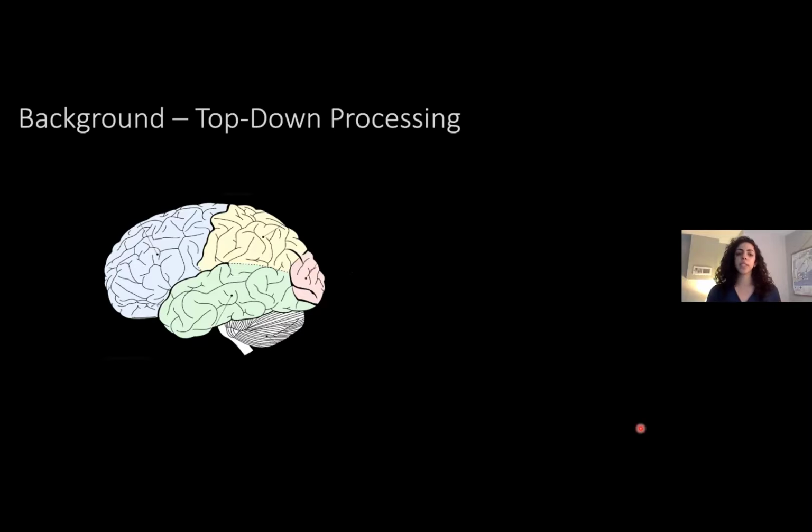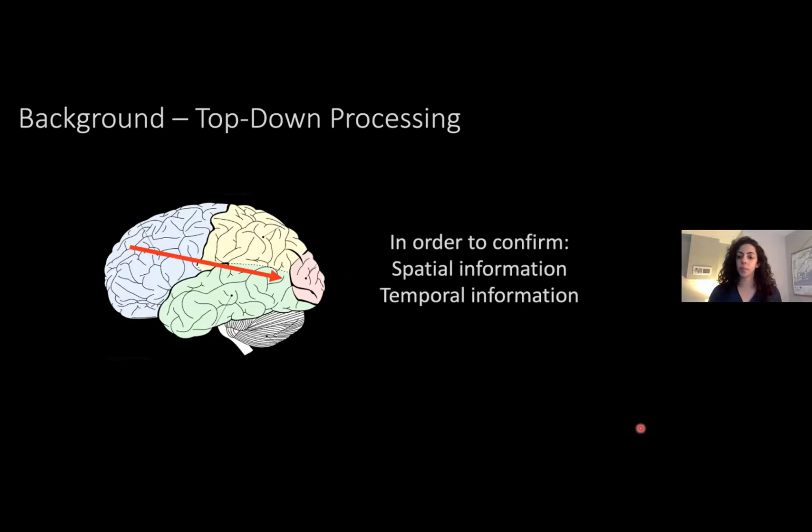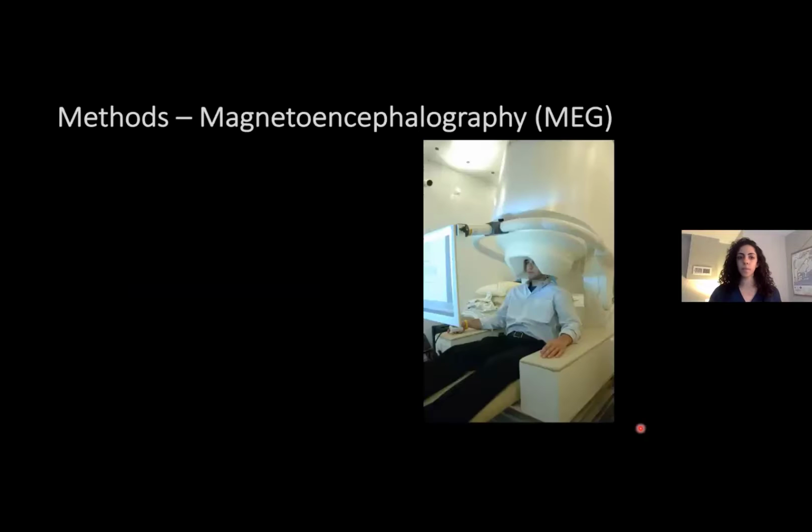So top-down processing is when information is initially processed and interpreted in the frontal lobe, followed by signaling in posterior regions of the brain. Now, in order to confirm that these processes are occurring in a top-down manner, we need both spatial information, so where in the brain is this activity occurring, as well as temporal information. So what is the chronological order of this activity? This leads us into our methods.